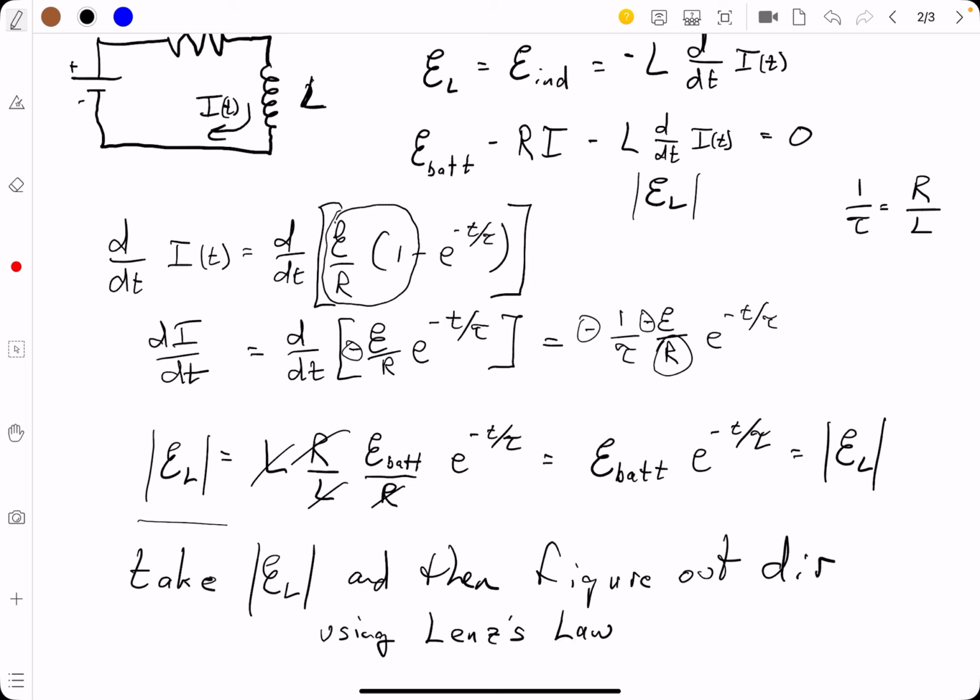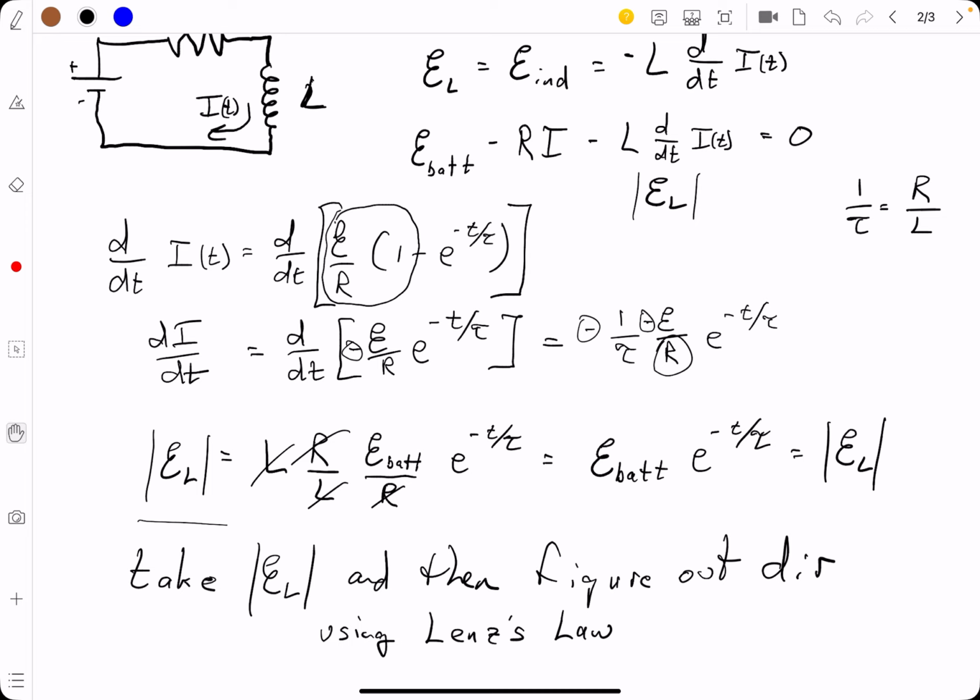So if your current is going in that direction, it's going to fight it, and it's going to go in the opposite direction. If the current is increasing, if I of t is increasing, and in our case what we just saw was that I of t is increasing, so the EMF is going to fight that, and it's going to go in the opposite direction. Therefore, we subtract, right? That's the reason for the subtraction up above when we were doing our Kirchhoff's laws.